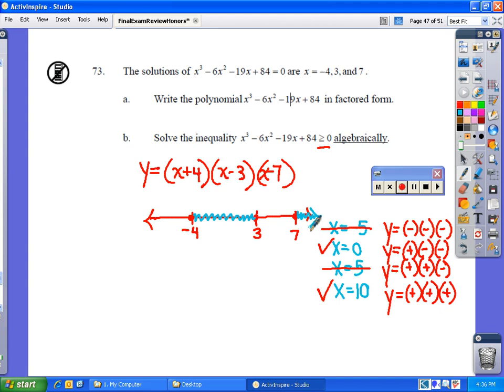Now let's write the results that we've graphed for our solution. Our solution will include all of the values from -4 to +3, including both endpoints. We'll combine that with the set of values beginning at 7 and going all the way to the right, which is infinity. And this is our solution.